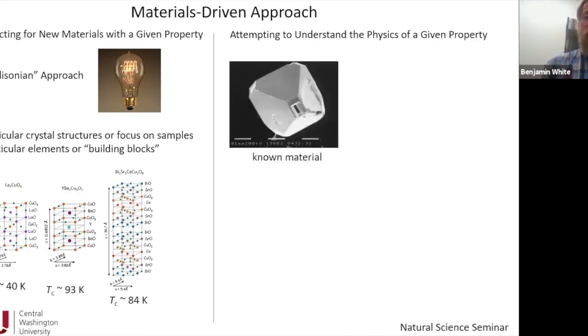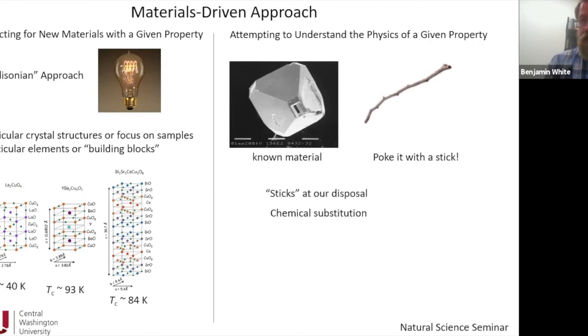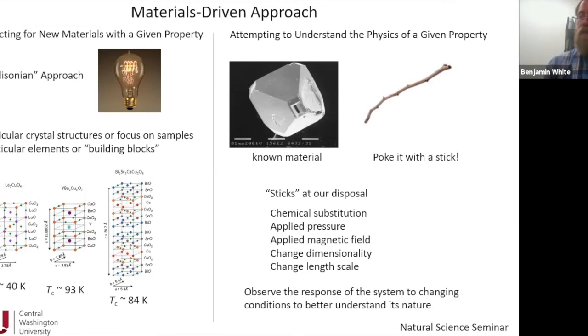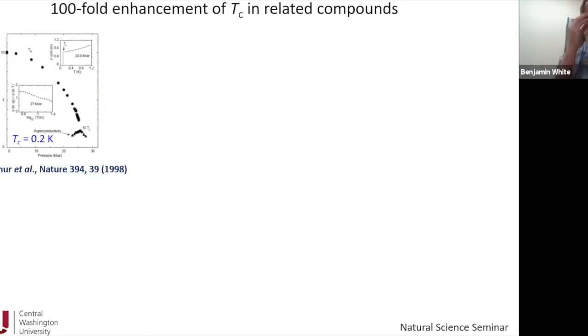Or we might look at a particular type of behavior and try to understand it by picking a known material that exhibits it and poking it with a stick. The sticks at our disposal are chemical substitution, replacing one element with another, applying pressure, applying magnetic field, maybe changing the dimensionality. If you have a bulk material, you make a thin film or a nanorod, maybe you change the length scale, do some nano engineering. You do these things to observe the response of the system to changing conditions in the hopes of better understanding its nature. A good example of this approach for prospecting for new materials is found here.